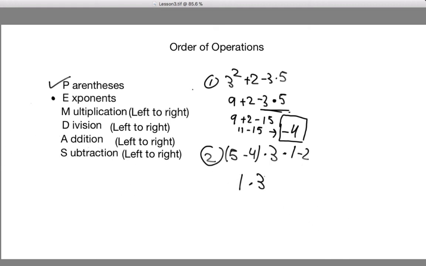So it's 1 times 3 times 1 minus 2. And now we have 1 times 3, that's still on the left-hand most side. And that's 3 times 1 minus 2, which is 3 times 1 is 3. 3 minus 2, and our final answer is 1.